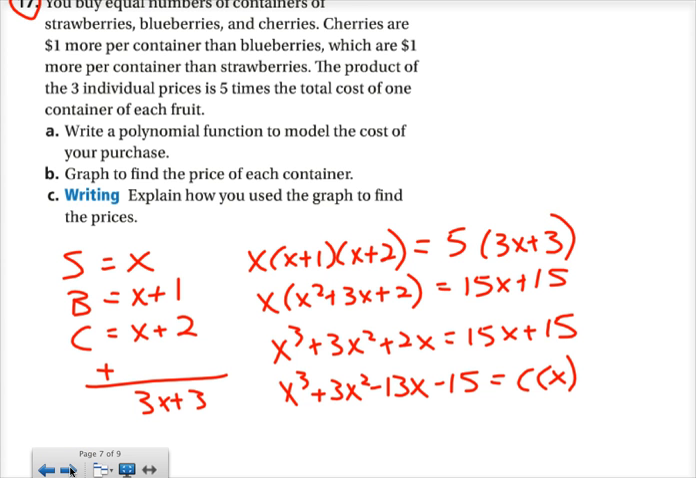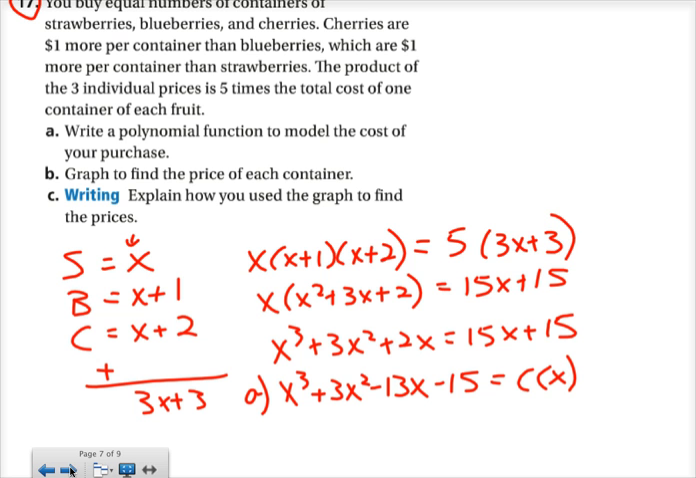And then it says graph to find the price of each container. And remember, what you're trying to find is really the zeros. So I'm going to let you go ahead and do that part yourself. And once you find that zero, that will be your strawberries, and then you'll just add 1, and that'll give you the cost of your blueberries, and add 2, and get the cost of your cherries.